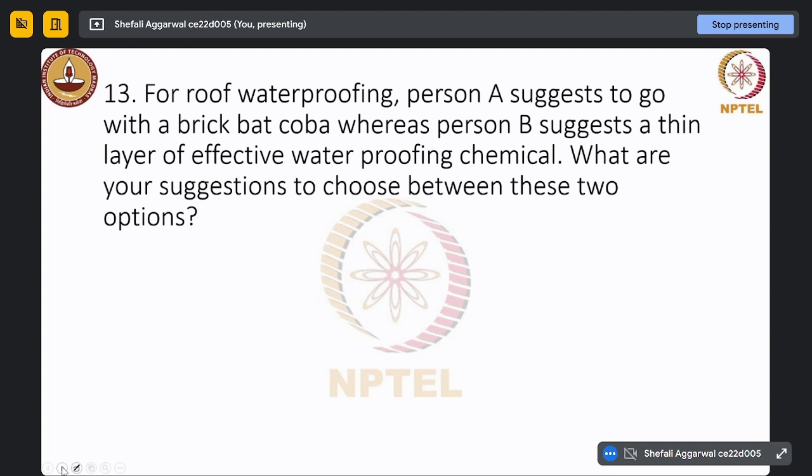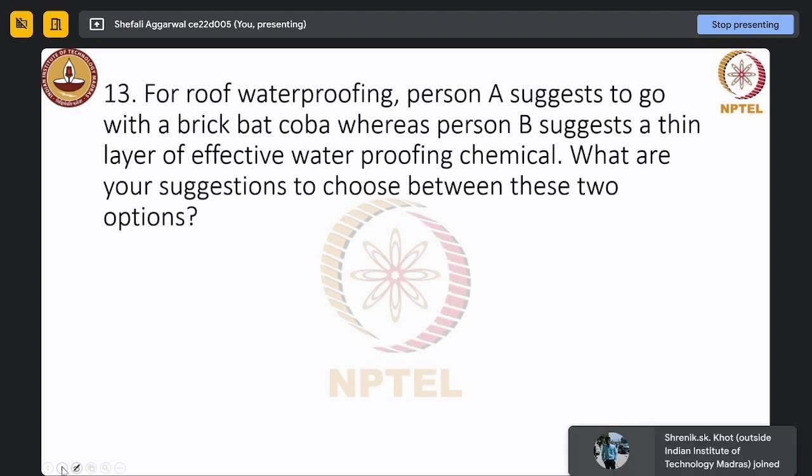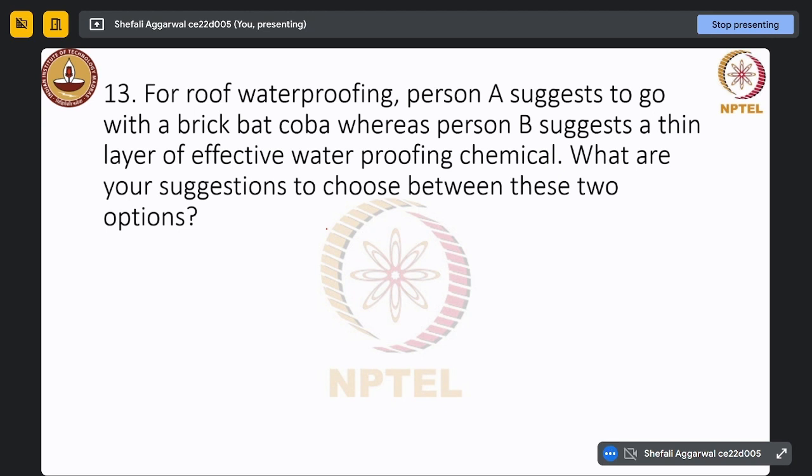So this is the last question for today. For roof waterproofing, person A suggests to go with a brick bat cover, whereas person B suggests a thin layer of effective waterproofing chemical. According to you, what would be the correct procedure for waterproofing? You guys can have a mixed opinion on this. If you want, you can type in the chat box. What do you think should be the correct waterproofing technique? Using the brickbat cover or using a waterproofing chemical.